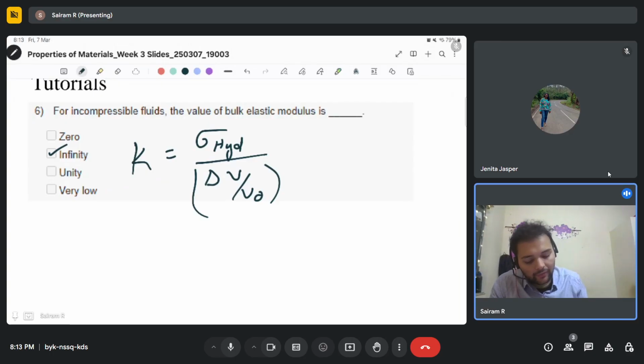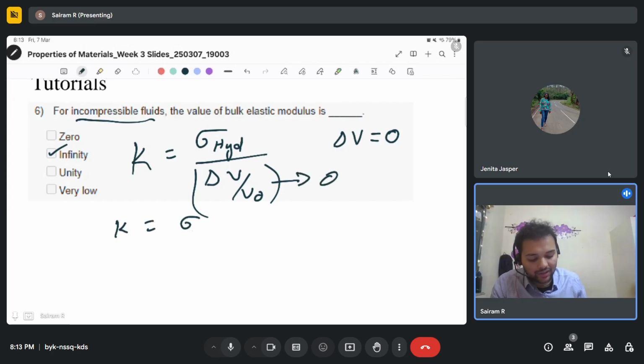When we say that the fluid is incompressible, it means that delta V is zero and your negative term tends to zero. So this basically becomes sigma hydrostatic by zero, which tends to infinity, right? So K tends to infinity.